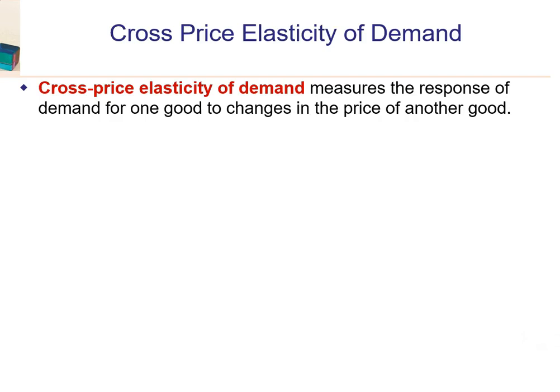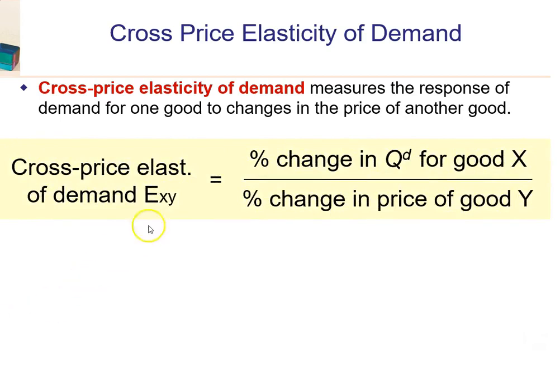So, let's provide the formula. The cross-price elasticity of demand, which I've represented here as E for elasticity XY to notate there are two different goods involved, good X and good Y, is equal to the percent change in quantity demanded of good X divided by the percent change in the price of some other good. Let's call it good Y.